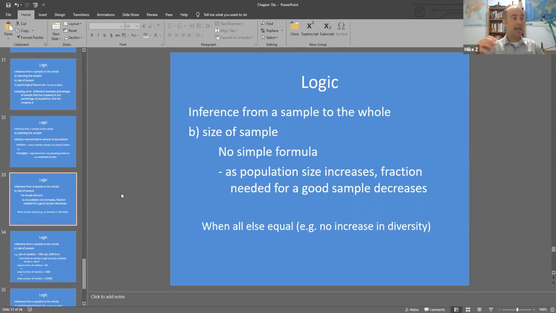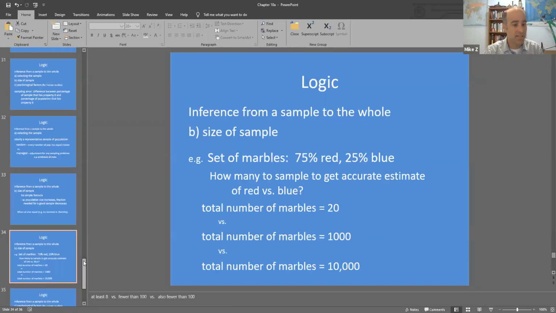That's assuming that as you increase the population size, you're not also increasing all sorts of different crazy diversity and more different types of things included in that population. So all else being equal, as the population size goes up, the percentage of the population that should be included in the sample to make it a good sample goes down. So that might sound a little confusing, so let's look at hopefully a pretty simple example.